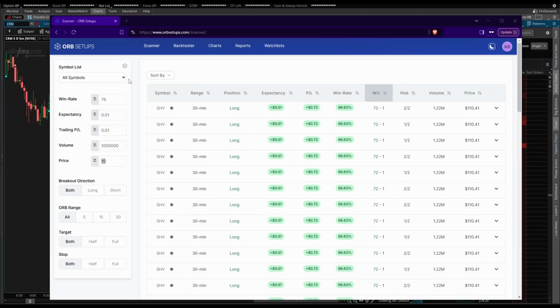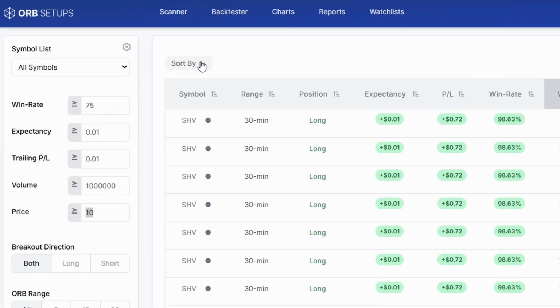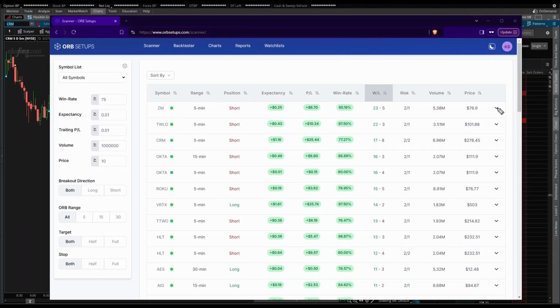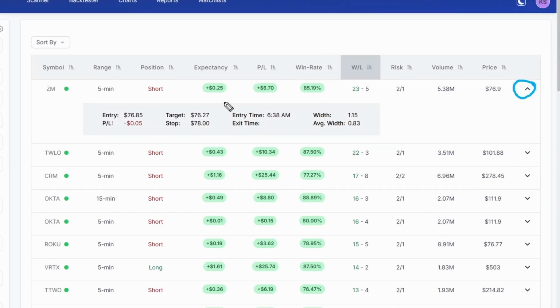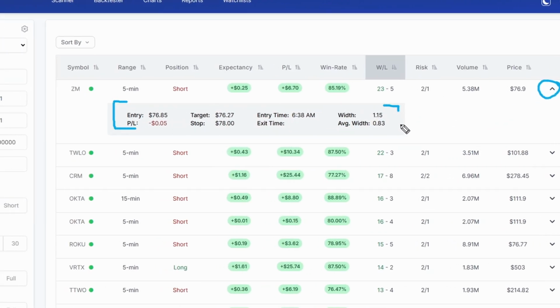Now, the first thing I like to do is adjust this sort filter. I want to look for open trades only. You should notice all of these trades have this green bubble, which tells you that these trades are still open. They have yet to hit their stop or their target. Now you can click this drop down, which then allows you to see the details of each trade.